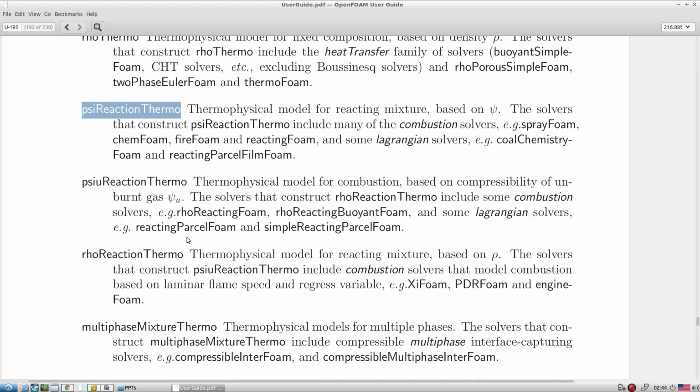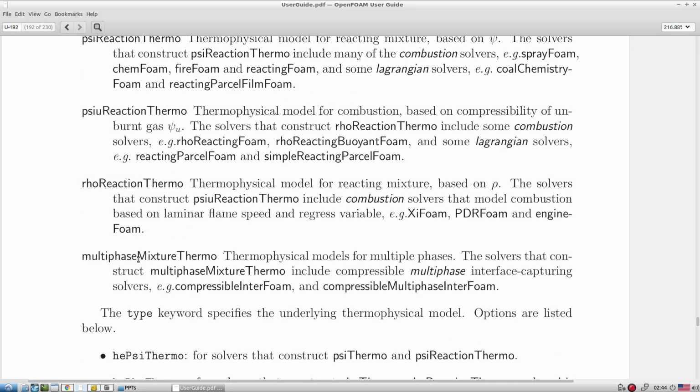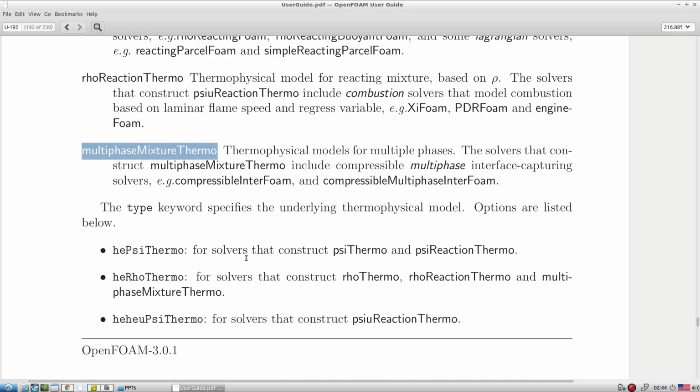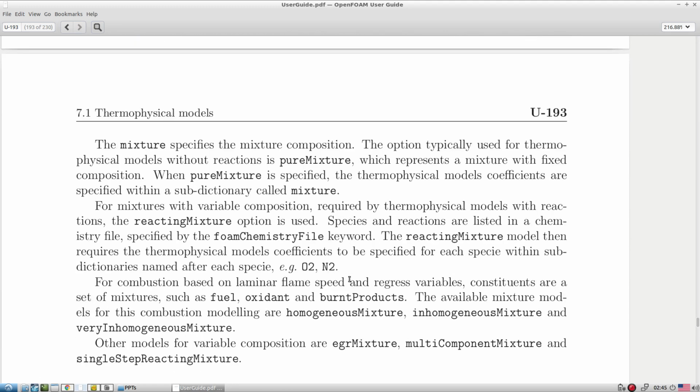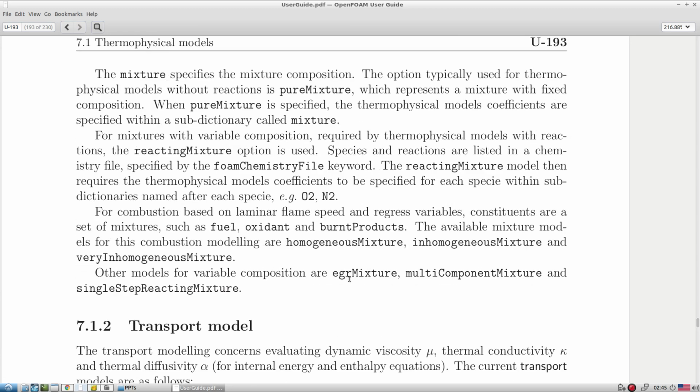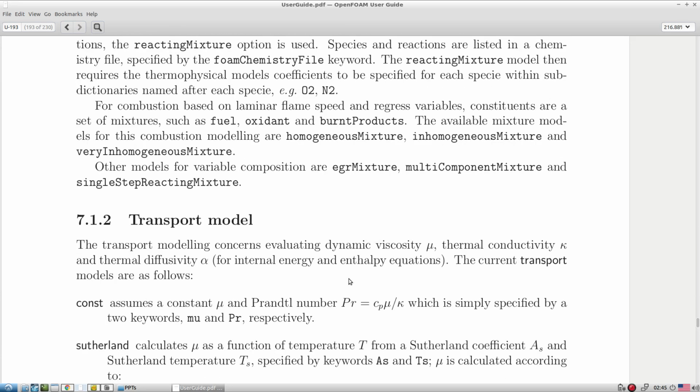Then we have rho reaction thermo, then multiphase mixture thermo. So all these options are available, and the type keyword specifies this: hePsiThermo for psi thermo and psi reaction thermo. For that we have this. Then heRhoThermo, then heUPsiThermo. So that is the different phase we have to take into account. So please go through this particular section.